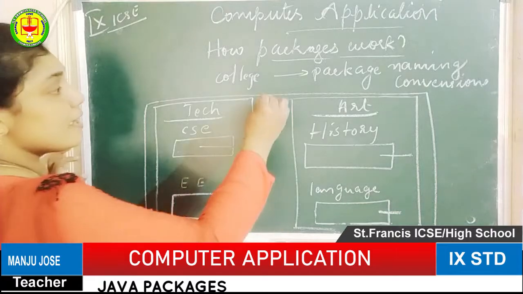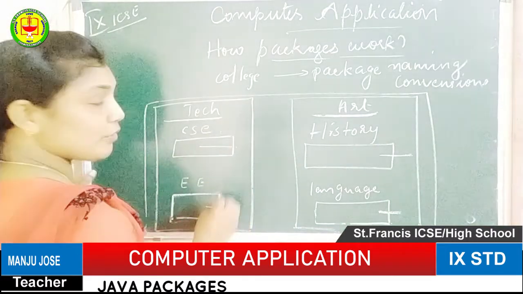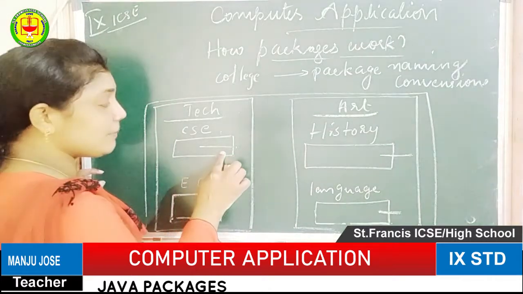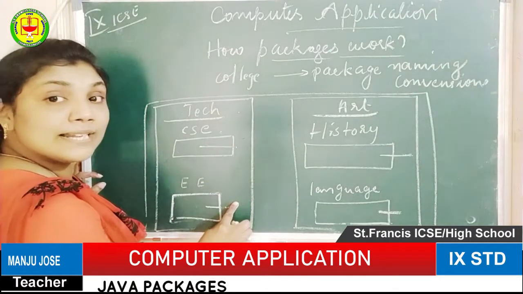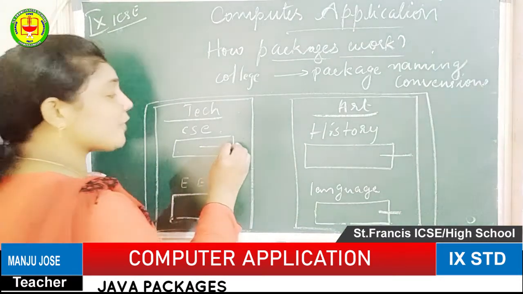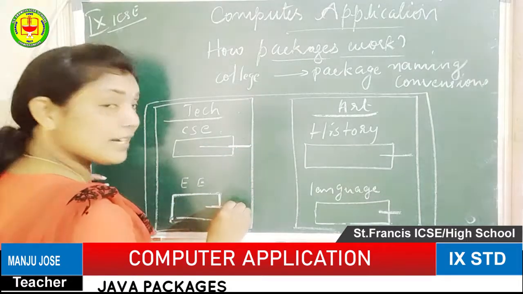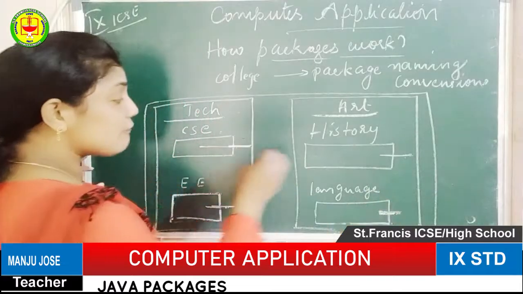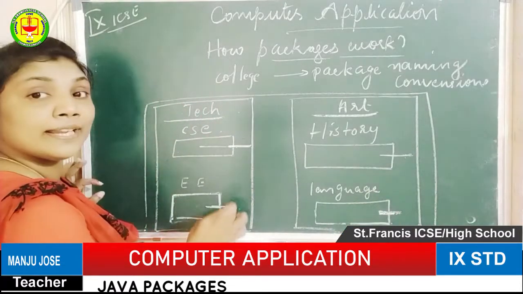Here college will be there, tech will be there, different objects will be there. Electronics will be there, computer science will be there. So either one we can consider as the first object. The member function CSE and member function electronics, or member function history or member function language. So first you have to complete either one in one group.